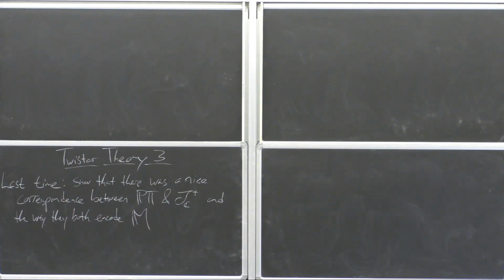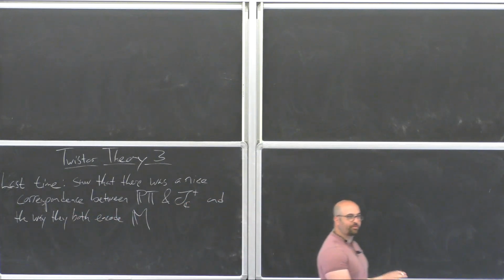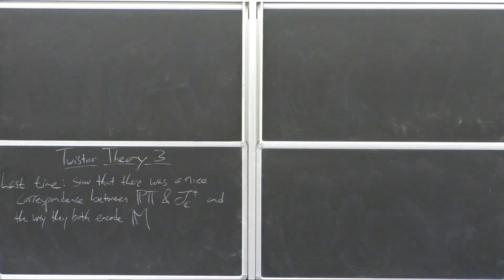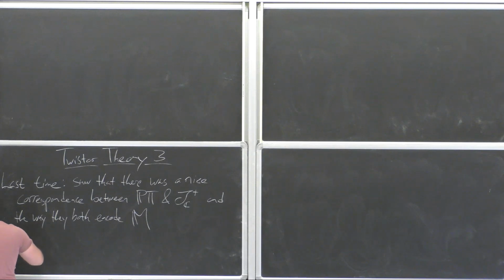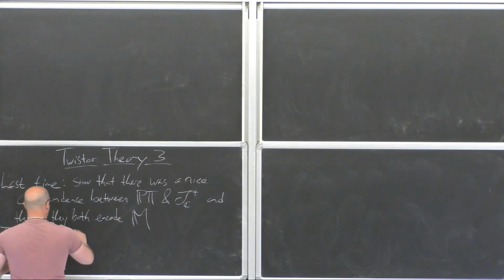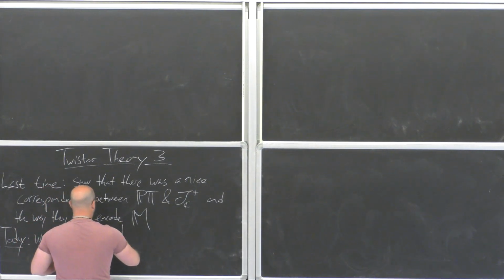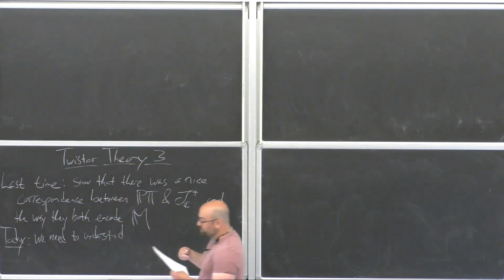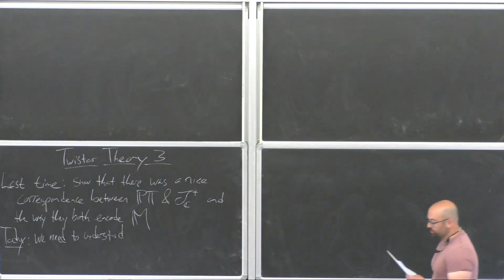And the thing I'd like to talk about today is how we go away from the flat case, away from Minkowski spacetime. So to do this, we need to understand how we can generalize the notion of twistor space that we've defined already.